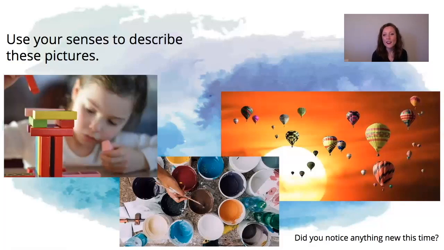So let's look at the hot air balloons. Let's use our 5 senses to describe those. I already told you I noticed their bright colors. But what else can you use to describe? I see they have lots of patterns. I see that they are floating in the air. Kind of makes me wonder how that's happening. I can't float in the air.